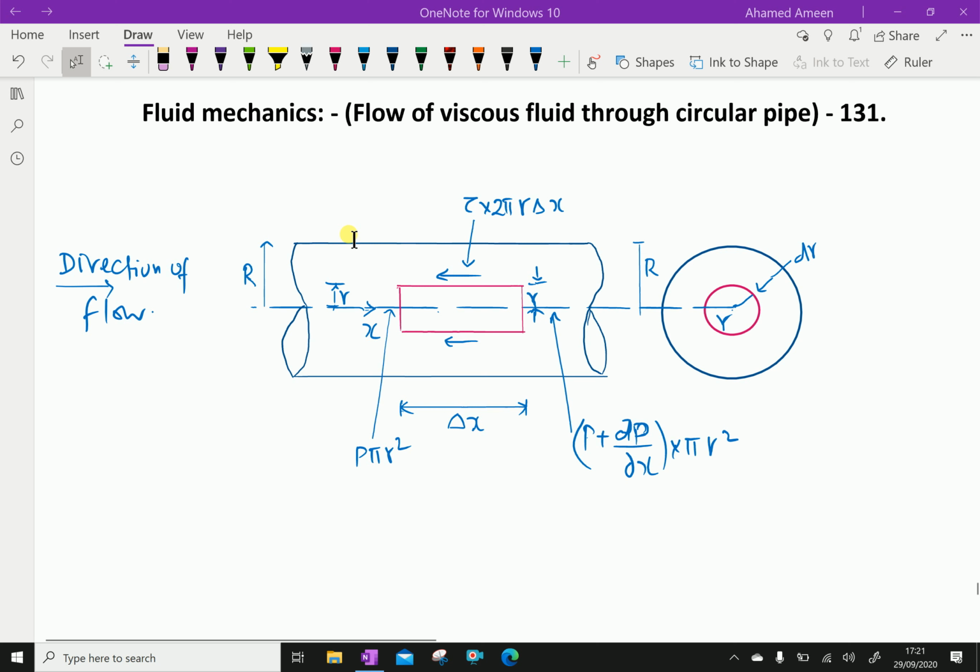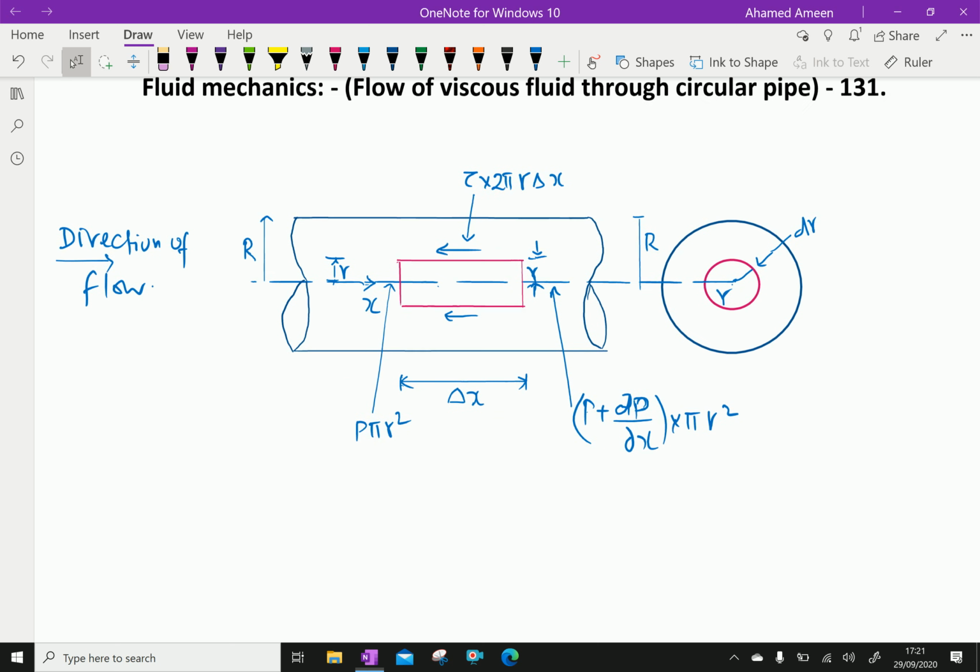In fluid mechanics, let us discuss the flow of viscous fluid through a circular pipe. A fluid which is viscous and flowing at very low velocity moves in layers. Each layer of fluid slides over the adjacent layers. Due to relative velocity between two layers, there is a velocity gradient.